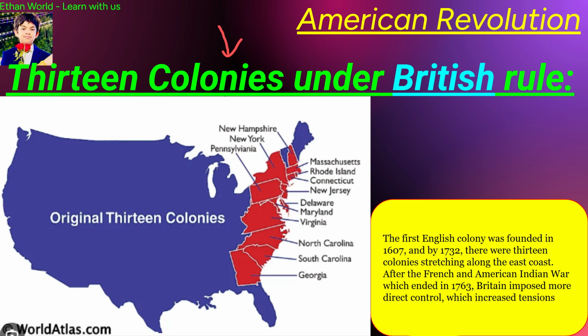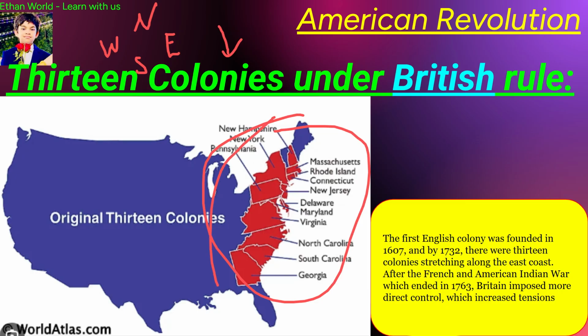colonies stretching along the east coast. East is just, let me write north, east, west. East is right, west is left, south is bottom, and north is top. So on the east, I even have a picture right here. It's lying on the east side because it's on the right side. They're stretching along the east coast.